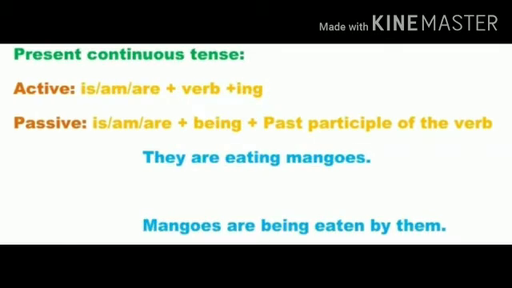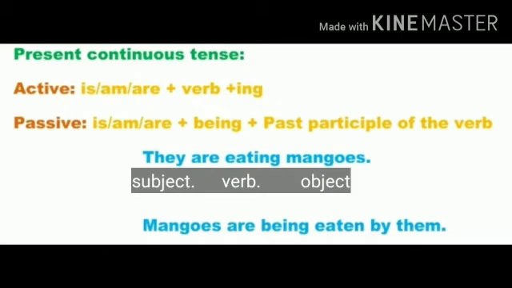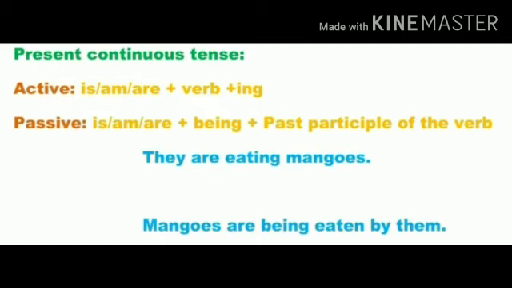Next, we see the example of present continuous tense. The active sentence is, they are eating mangoes. Here also, we have to interchange the places of subject and object in the passive sentence. Then we need to use the auxiliary verb is being or are being. Next, we need to use the past participle. Then we need to use the preposition by, and at last the object. So the passive sentence will be, mangoes are being eaten by them. The structure of the passive sentence for this tense is subject, then auxiliary verb plus being, third form of verb, by, and at last object.